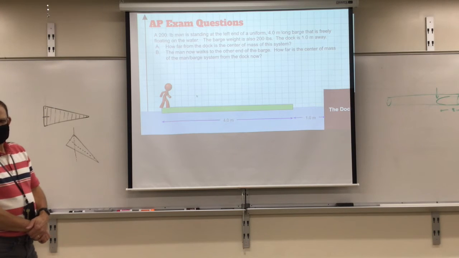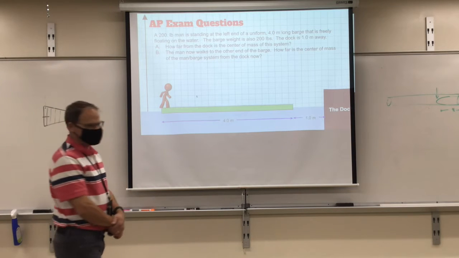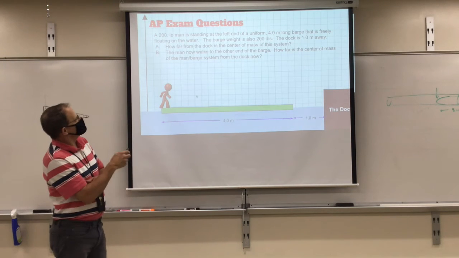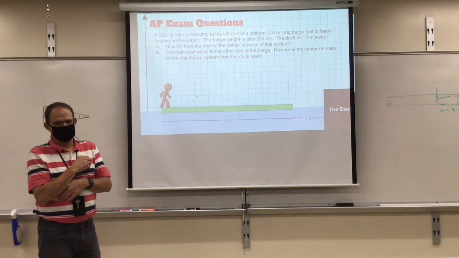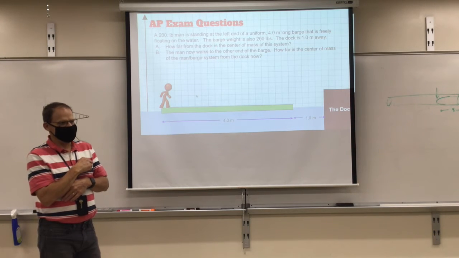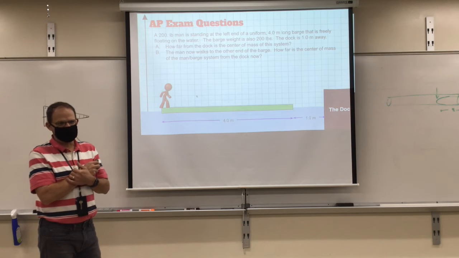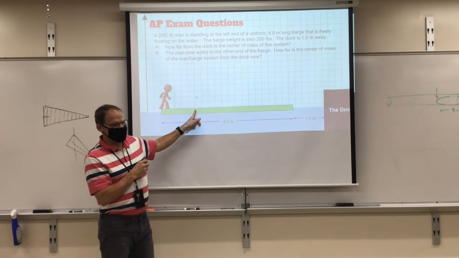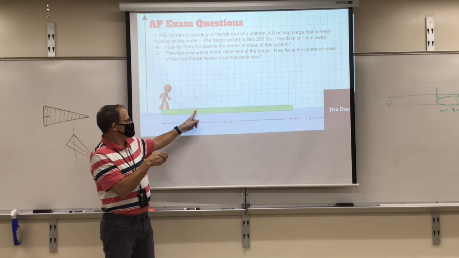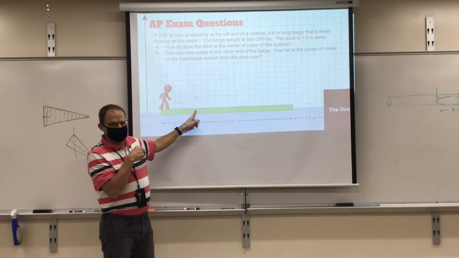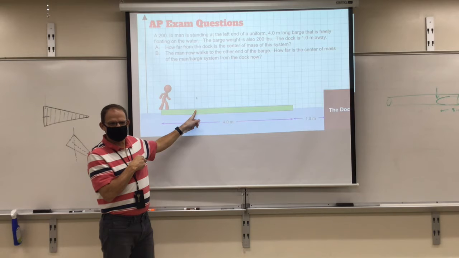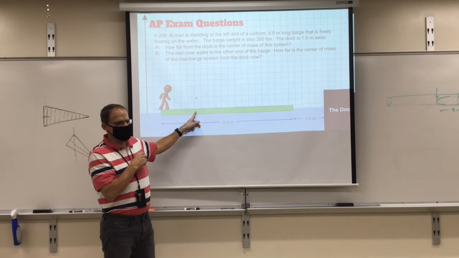Anybody? 2 meters? You're just making that up. How far was the center of mass in part A? 4 meters. And what was it doing? Was it moving or sitting still? Staying still. Yeah, the center of mass is right here and it's not moving. Are there any external forces on this system? No. So can the center of mass change what it's doing? If the center of mass is at rest here, and there's no external forces on the system, then the center of mass cannot move. So it is still 4 meters.